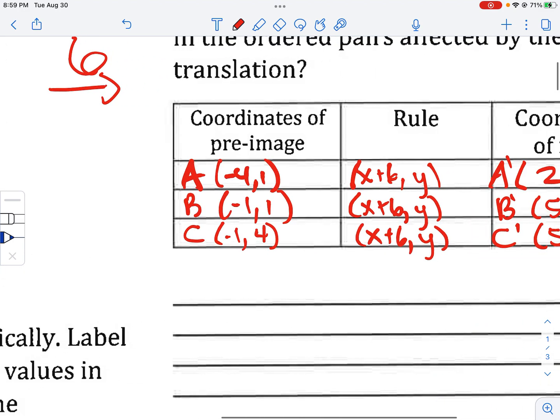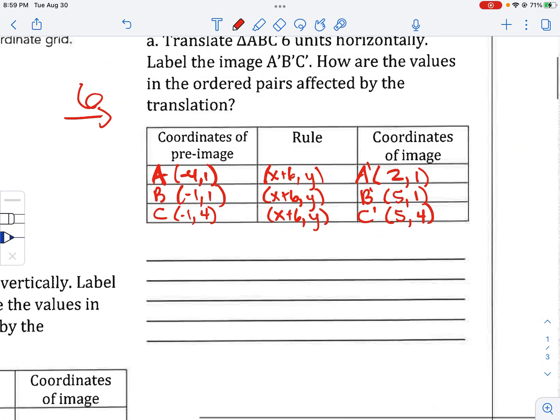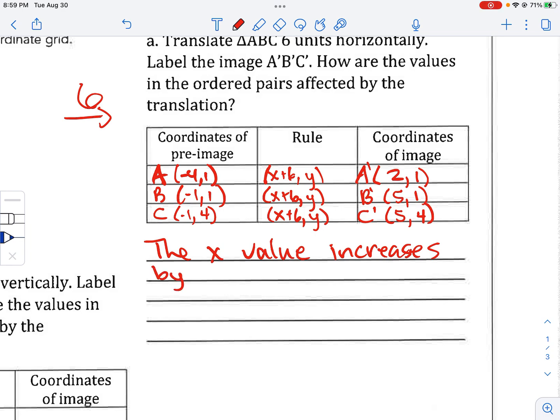Okay, how are the values of the ordered pairs affected by the translation? The x value increases by 6, and the y value stays the same.